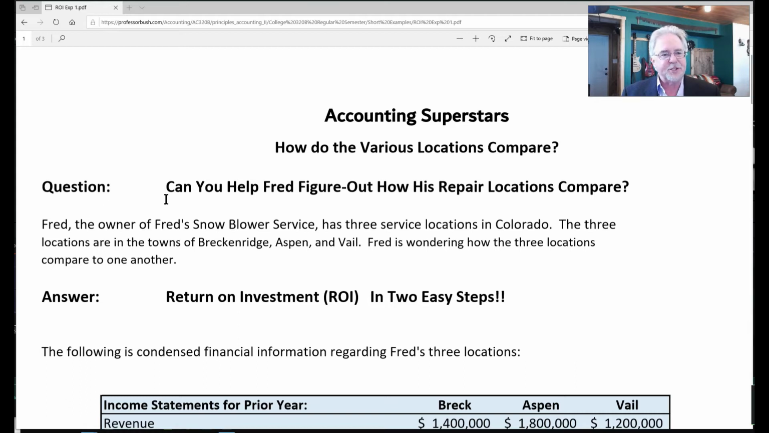Here's the question. Can you help Fred figure out how his repair locations compare? Fred, the owner of Fred's Snowblower Service, has 3 locations in Colorado. The 3 locations are in the towns of Breckenridge, Aspen, and Vail. Fred is wondering how these 3 locations compare to one another. So we're going to use ROI to figure it out.